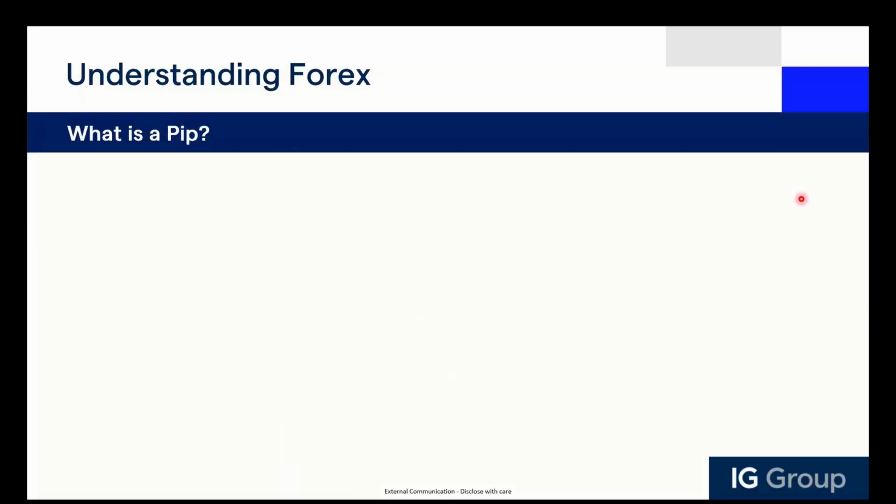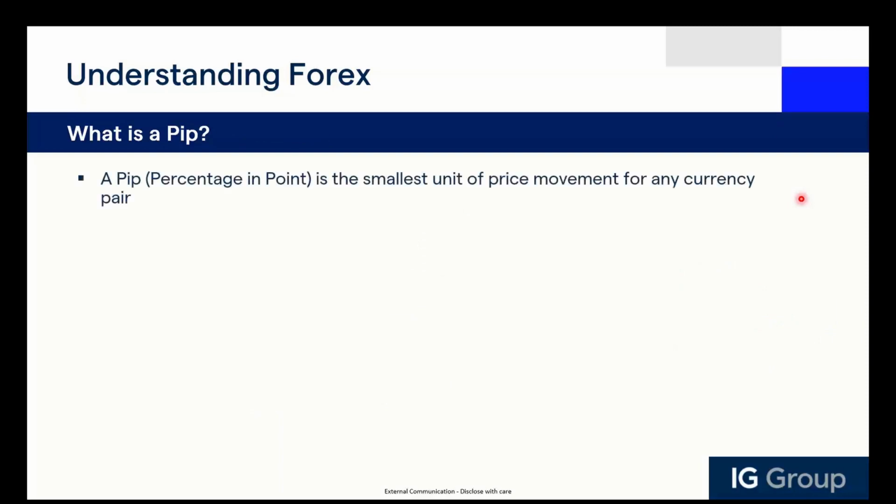Okay, so moving on, for Forex, there is this term called PIP. So what is PIP? PIP is the short form for percentage in point, and it's basically like a tick value. It's actually the smallest unit of price movement for any currency pair.